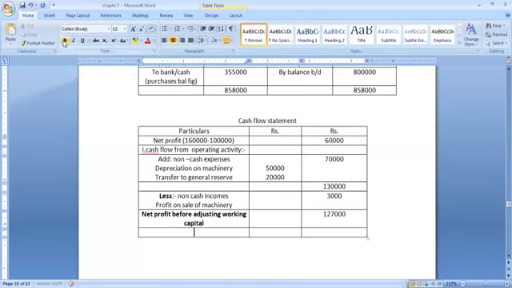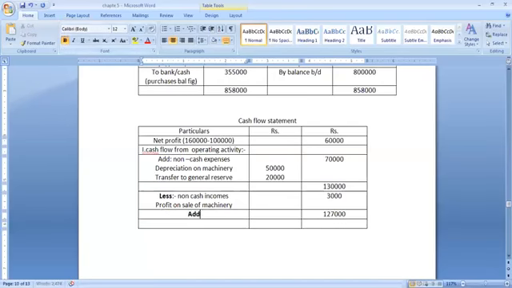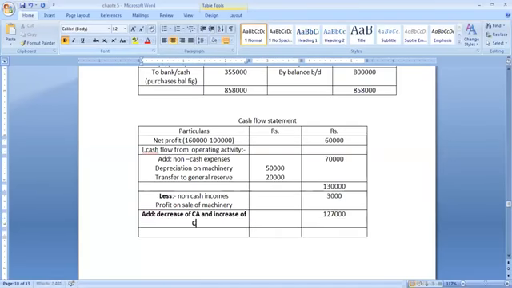Okay. So now adjust the working capital information. So what is the working capital? You will be adding decrease of current assets and increase of current liability, which is indicating the inflow of cash.